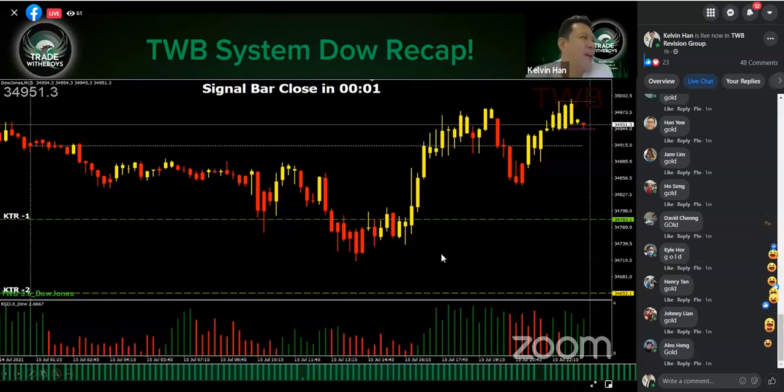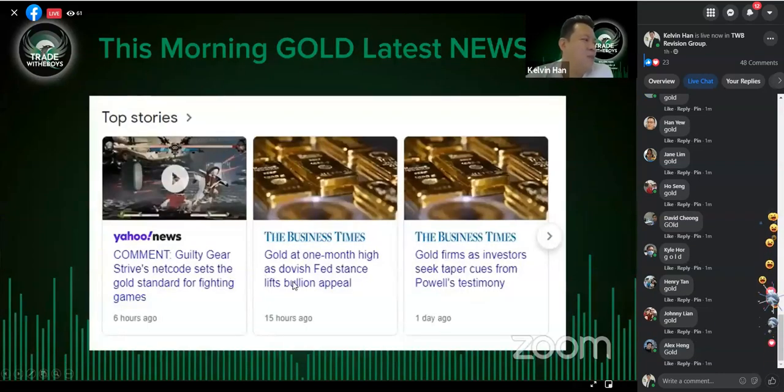Now gold basically hit a 1 month high as the dovish Fed stance lifts bullion appeal. So remember 1 month ago we were all calling to buy gold, when we had Benedict, Yao Tong, and myself talking about gold. Remember? We said to buy gold, right? Now gold has already gone up. So some of you have already made money from gold. Congratulations to you guys, okay?